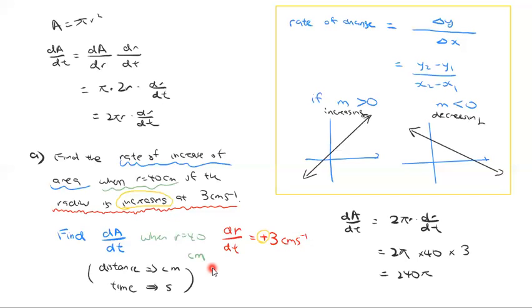But as I said before, pay attention to units. So this is area, right? So what's the unit of area here? Square centimeters. And it's a rate of change, it's dA/dt. So 240 pi square centimeters per second. Right. Clear with that? Any questions? No.